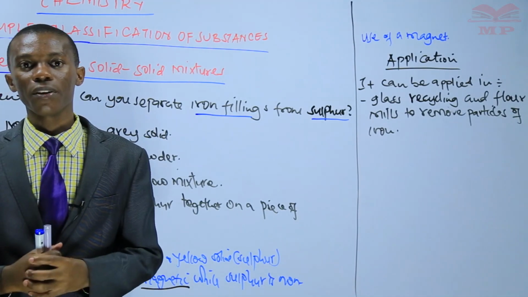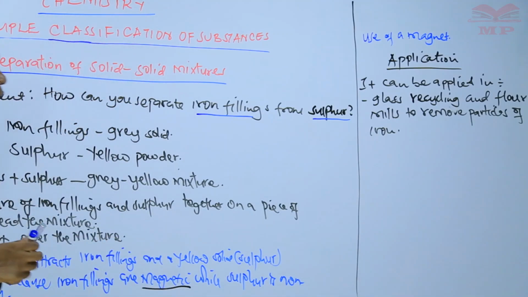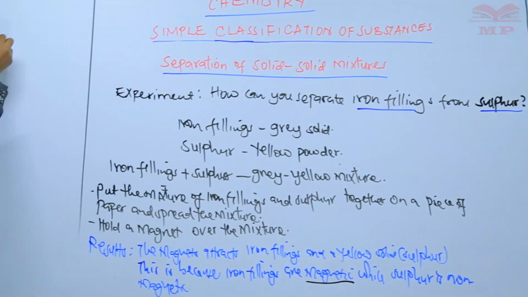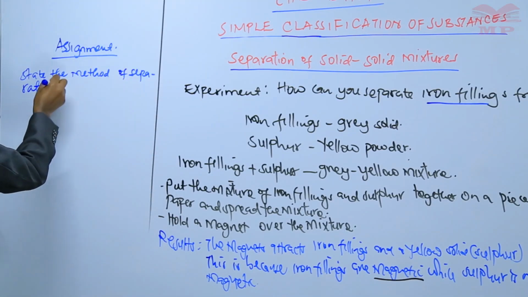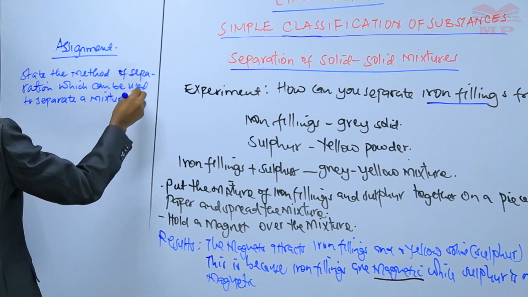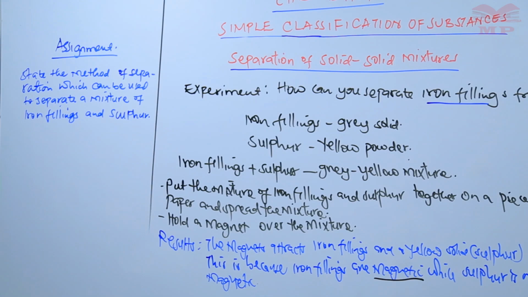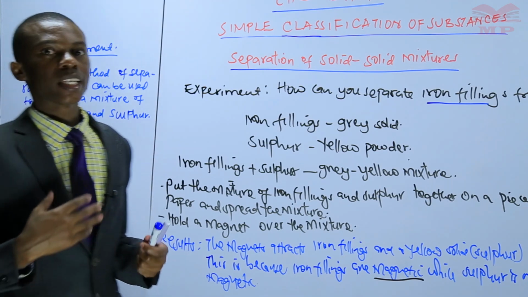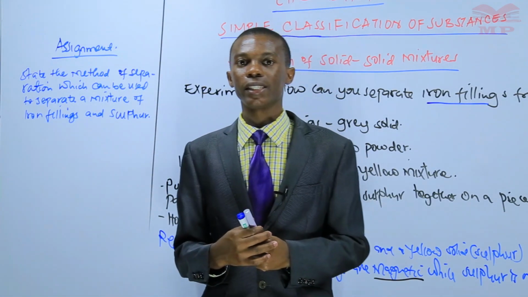Therefore, that brings us to the end of this lesson. But before that, I will leave you with this assignment. State the method of separation we can use to separate a mixture of iron filings and sulfur.